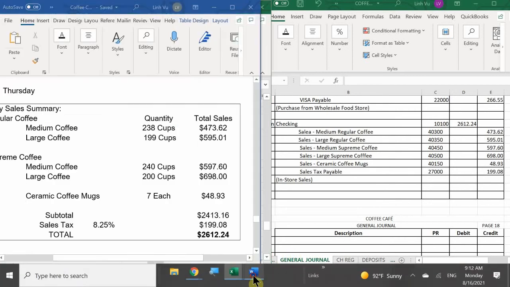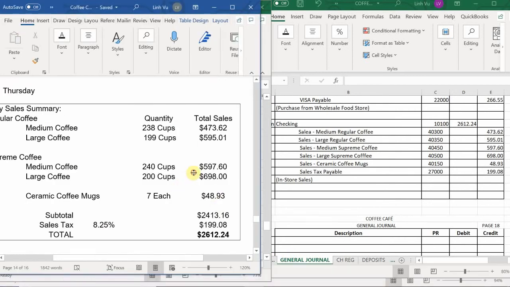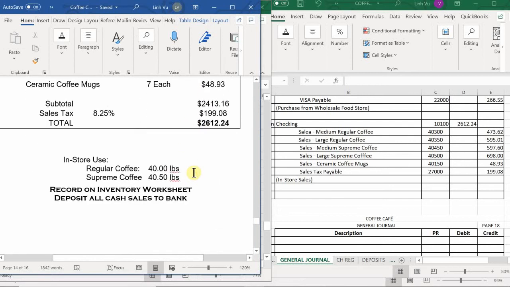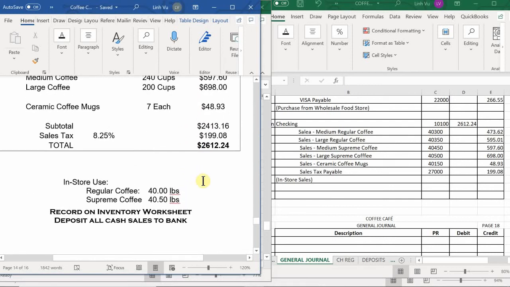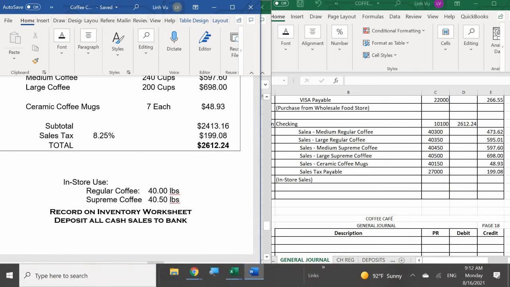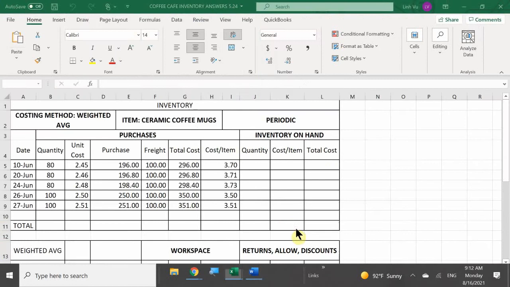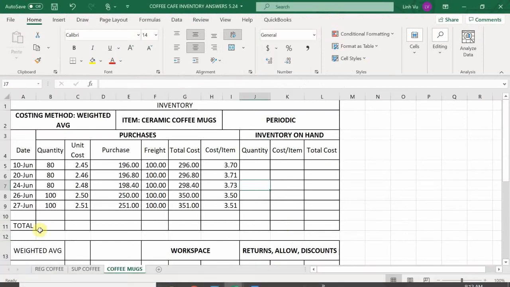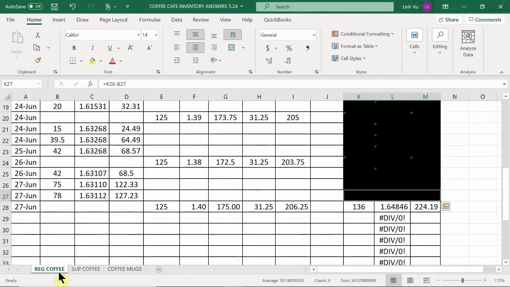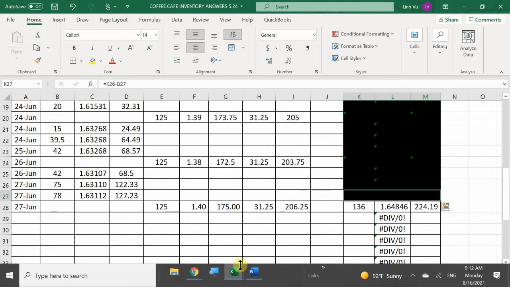So there we are. Let's go ahead and see what happened next. So what are you going to do next? We need to update our inventory. Yes. So, inventory worksheet. Let me just go ahead and copy here. Okay, I'm going to do that too then.